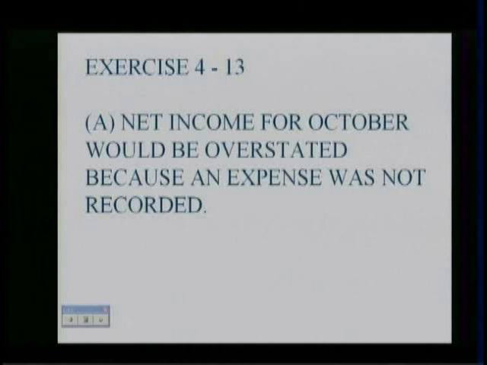Well, if you don't have the expense on your books, then you have too few expenses, so your income is showing too high. So we call that overstated. Your net income for that month will be overstated because you're not recording an appropriate expense.